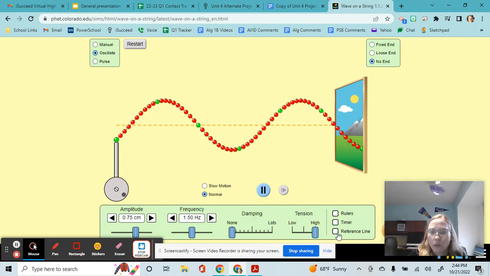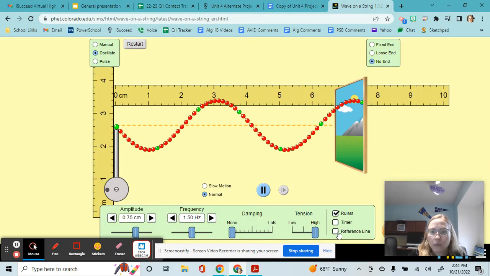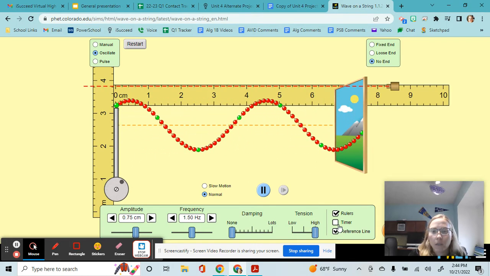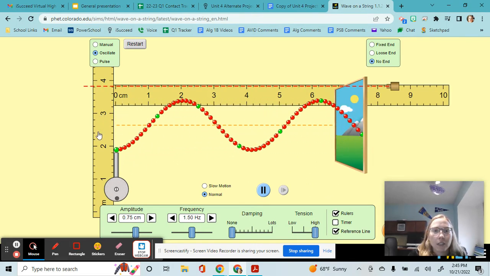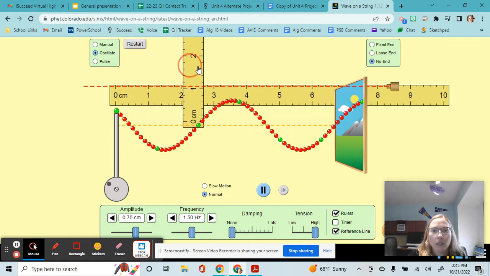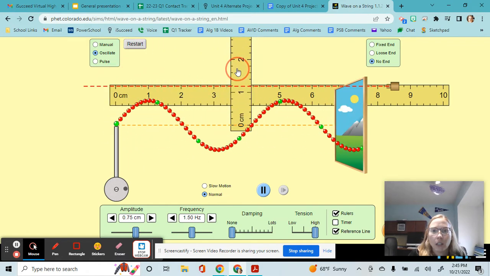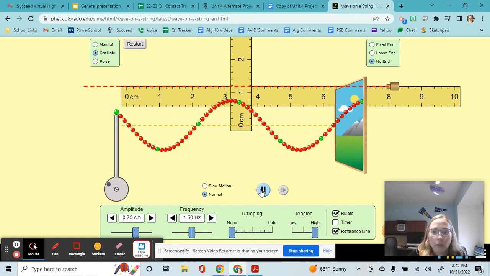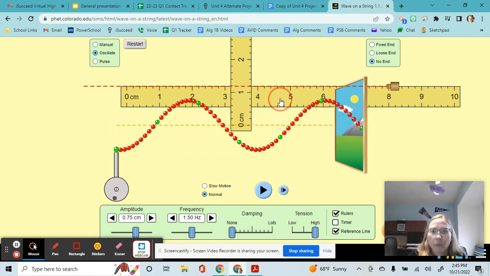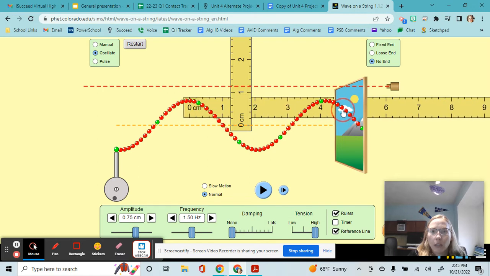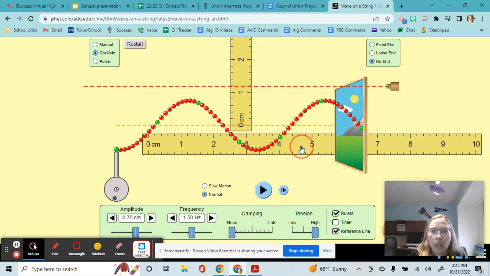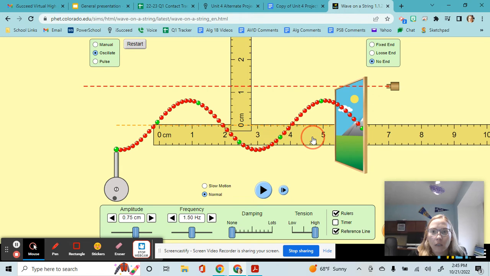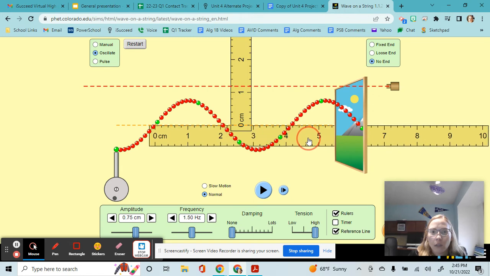Okay, so we want to have our ruler. You can also have a reference line if you would like. And I did discover that you can adjust these rulers. So if you wanted to measure here, we're already on the first one, so we just pause it. You can go ahead and measure peak to peak, or if you would like, you have the midline, so you can go along that. So it's one wave.